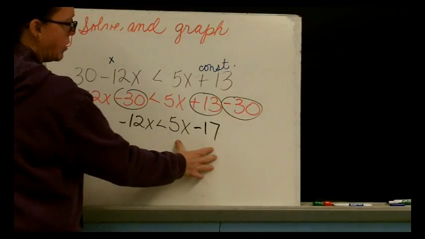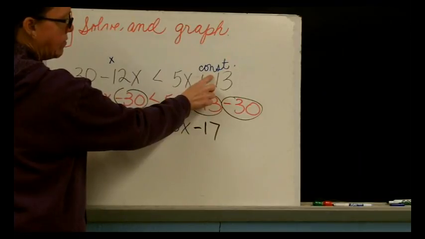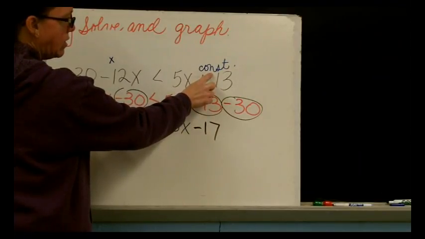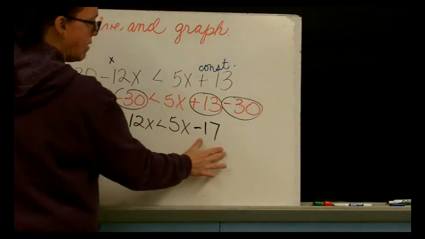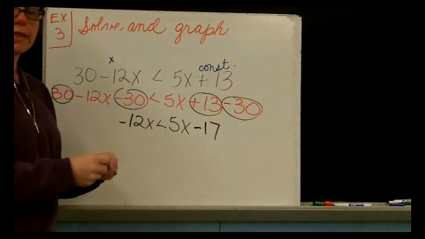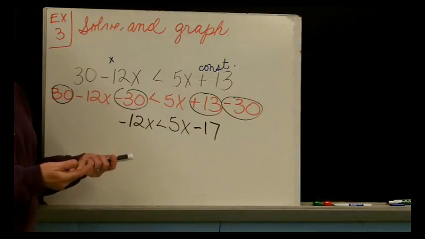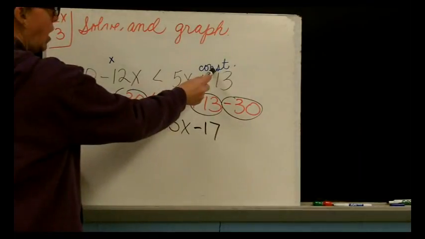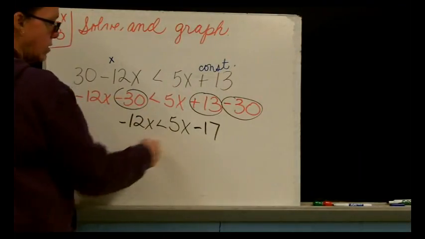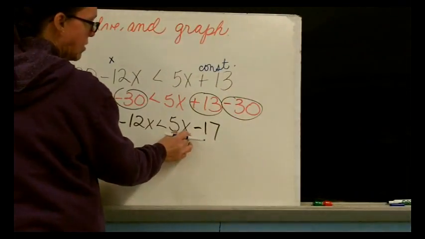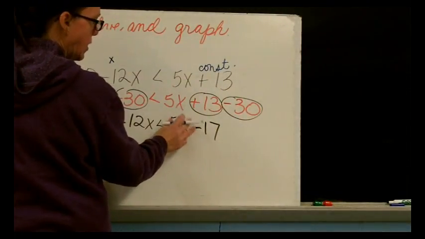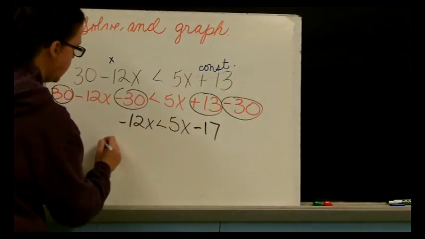Now let's take a look over here. I remind myself that this is the constant side, and I look at my two terms. I have a 5x and I have a negative 17, and then I ask myself which of these terms does not belong in my constant column, and it's the 5x. So what we're going to do is put a negative 5x on both sides so that we can get rid of it from our constant side.